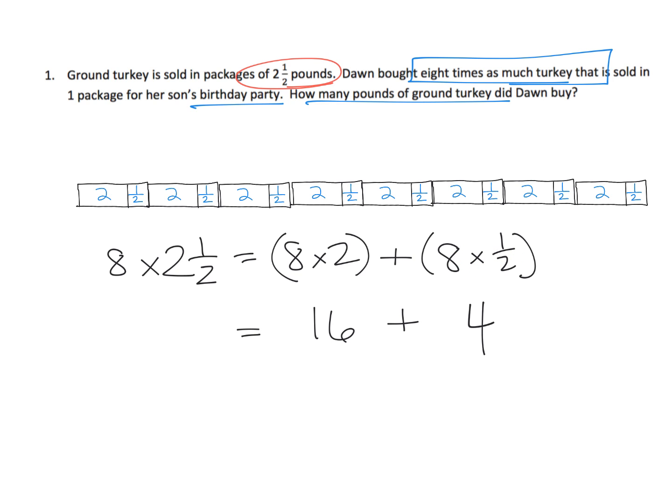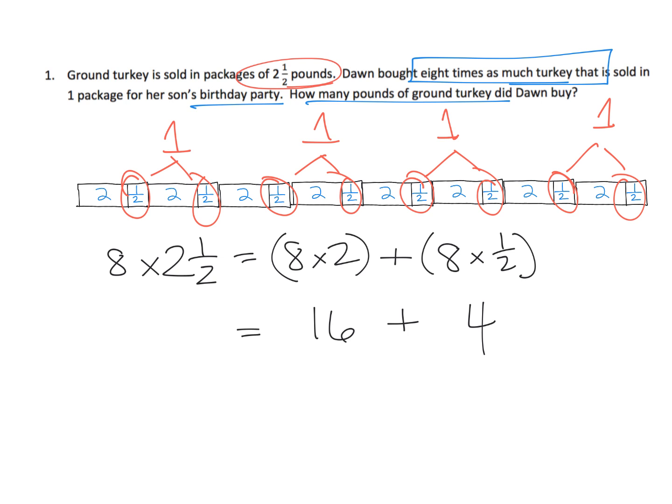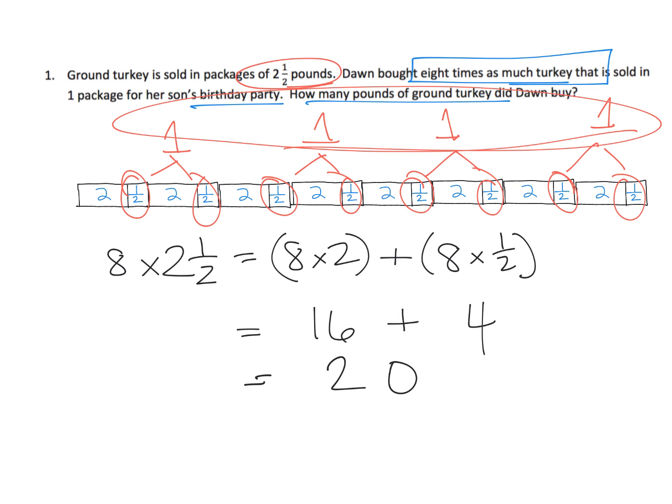Now this is a great opportunity, parents and teachers, to show students some little shortcuts. For example, here, a half plus a half, that equals 1 whole. A half plus a half, that equals 1 whole. And finally, a half plus a half, that equals 1 whole. So there's our 4 wholes. So that's how I got the number 4 right here so quickly. 8 copies of a half equals 4 wholes. And so that equals 20. And so the answer is she bought, oh my gosh, 20 pounds of ground turkey.